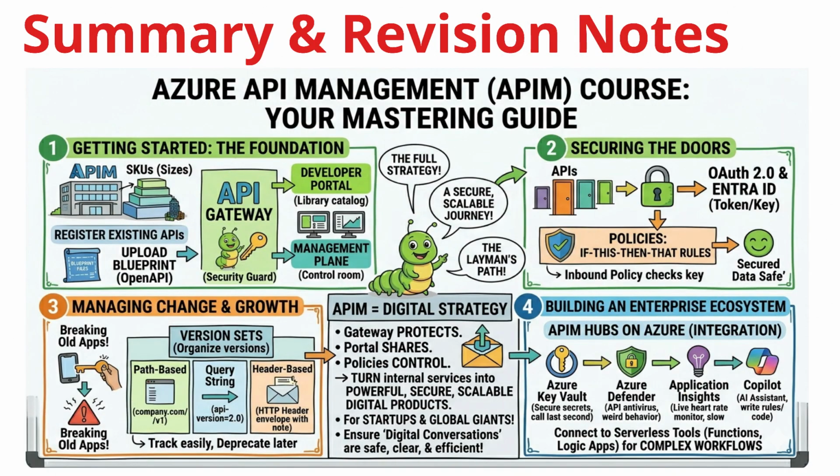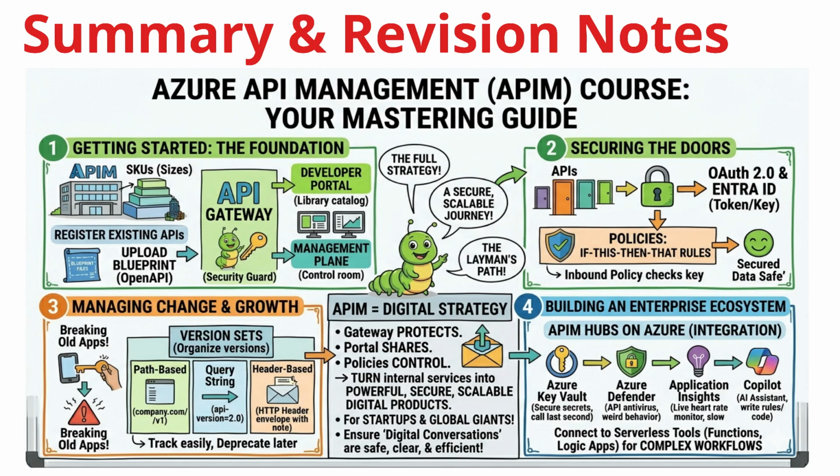We've covered how to build the foundation, from picking the right size building with SKUs to registering your APIs using simple blueprints and opening the developer portal library. We learned to lock the doors using the gold standard of OAuth 2.0 and Entra ID, where every visitor needs a digital key validated by smart if this, then that policies.